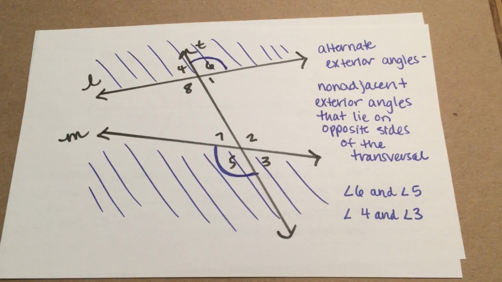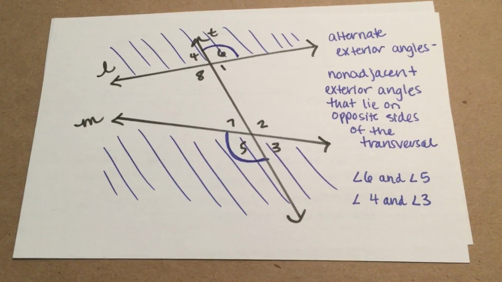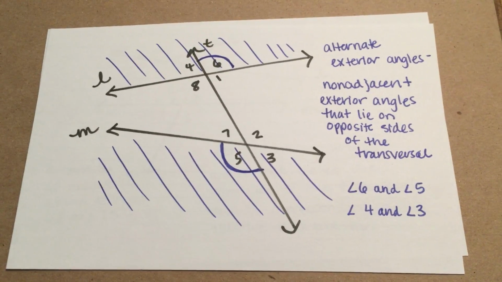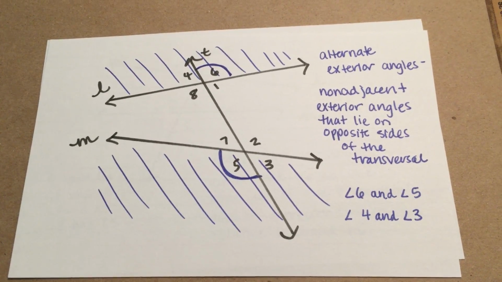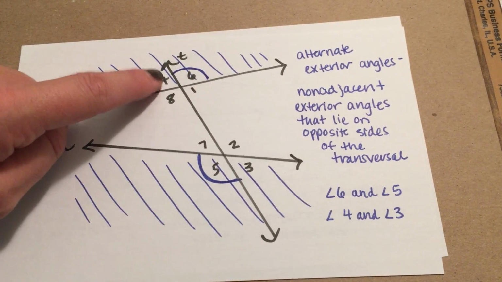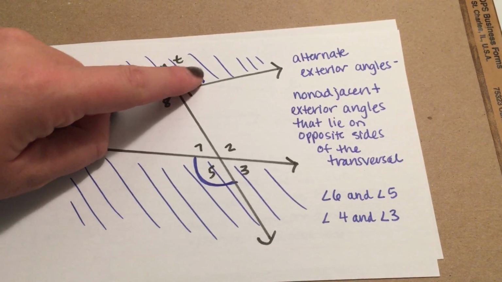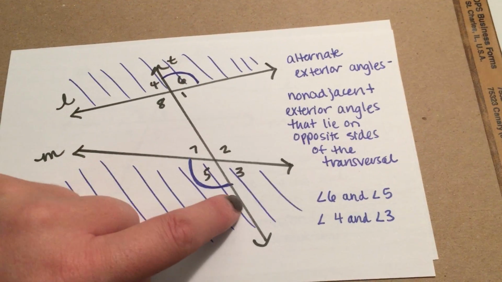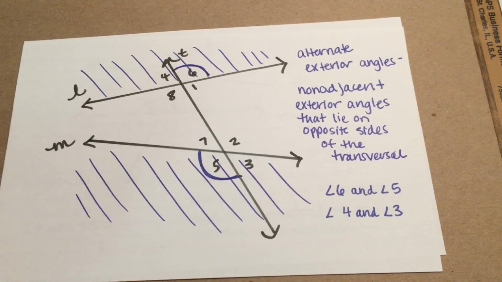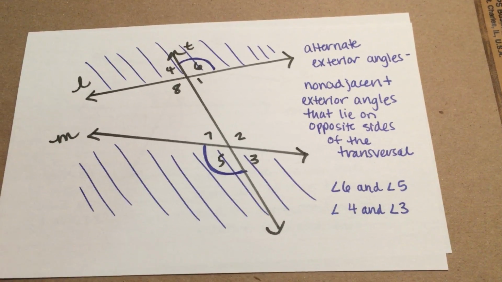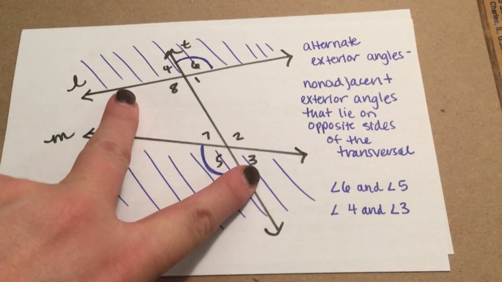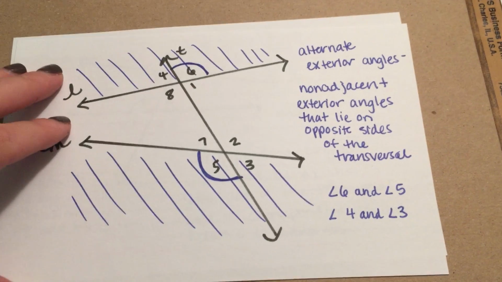So then we have our alternate exterior angles. I bet you used some inductive reasoning to figure out that that was next. Alternate exterior angles, similar to alternate interior angles, have to be on alternate or opposite sides of the transversal. So we can see angle 6 is on the right side of the transversal, angle 5 on the left side of the transversal. Okay, these have to be non-adjacent, and again, they're on the outside. So 6 and 5 are alternate exterior, 4 and 3 are alternate exterior.